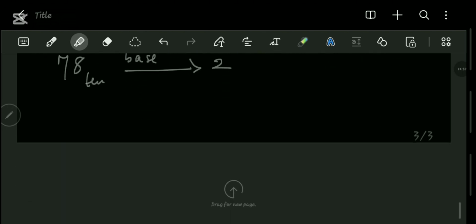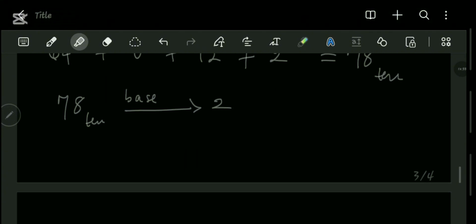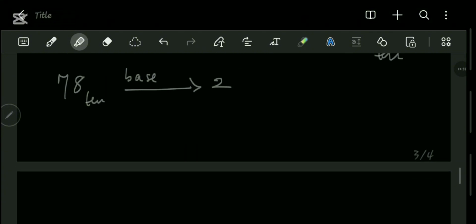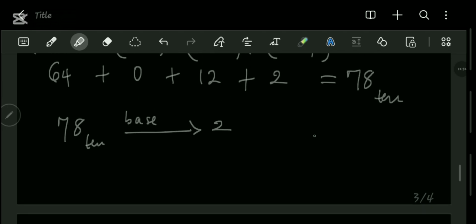The first thing you do, if the question itself is not in base 10, your first task is to change it to base 10 before you carry out any conversion. And since the number is already in base 10, I'm just going to divide by the new base, which is 2, right? So I divide by 2 and keep my remainders. So I have 78 divided by 2. That's 39. It's an even number, so there's going to be a remainder of 0, right?